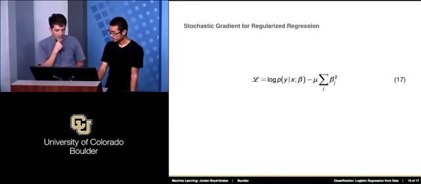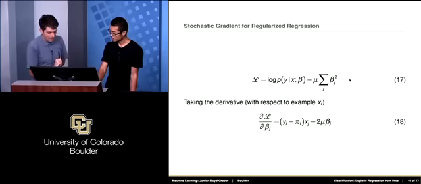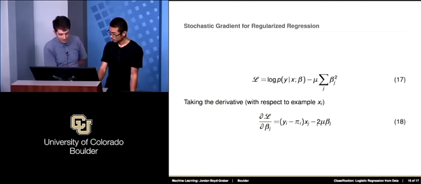This doesn't change too much when we have regularized regression. Our objective function changes slightly, but then the derivative only gets this additional beta term.